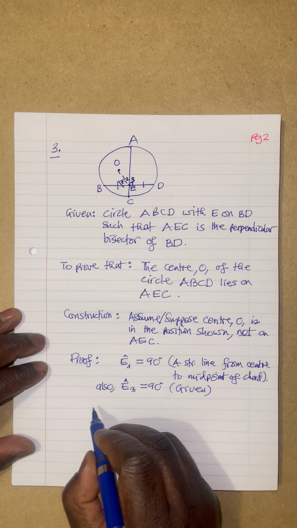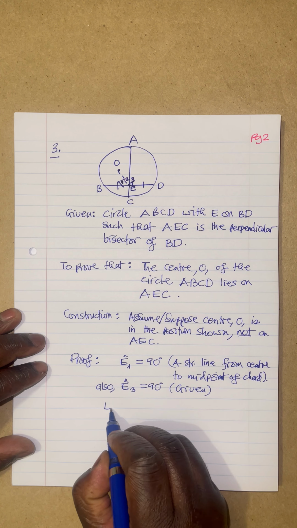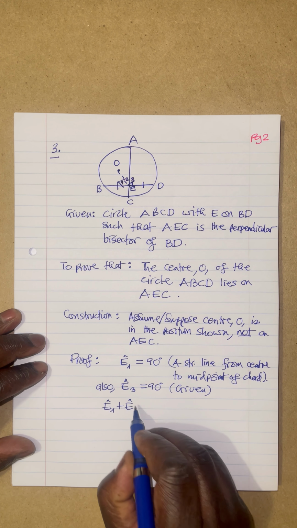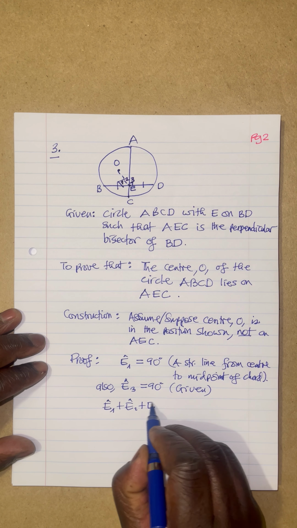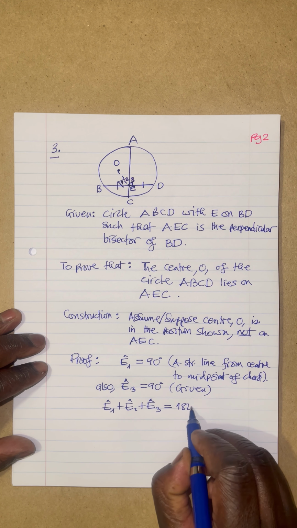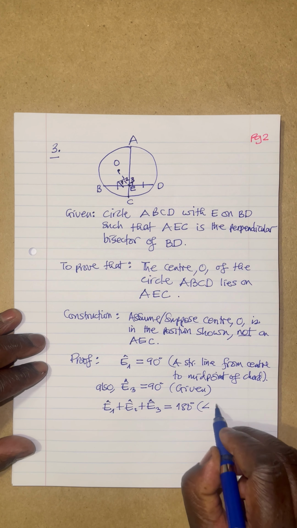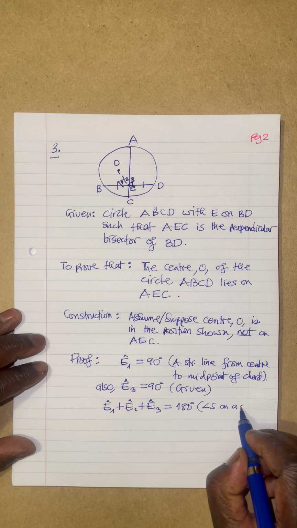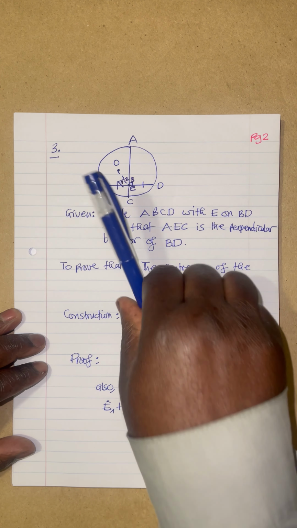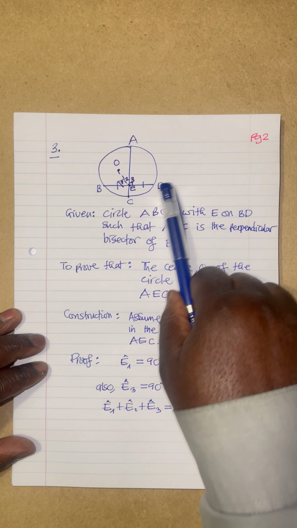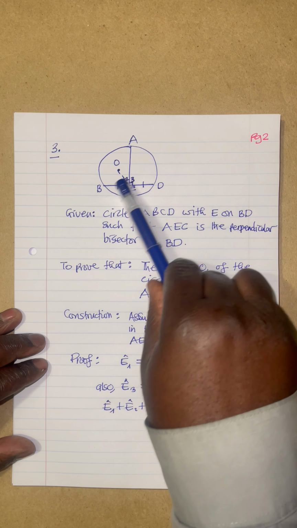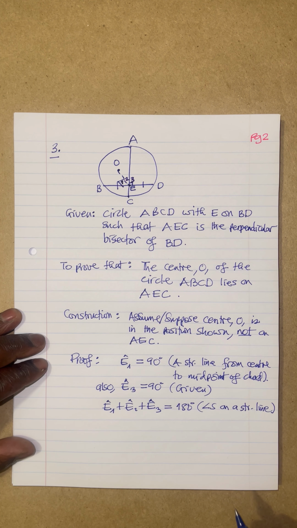So we also know that E1 plus E2 plus E3 must give us 180 if we add them up. Why? Because these are angles on a straight line. Remember, BED is a chord, and therefore it has to be a straight line. And therefore, when we add up all the angles on it, we must get 180 degrees.